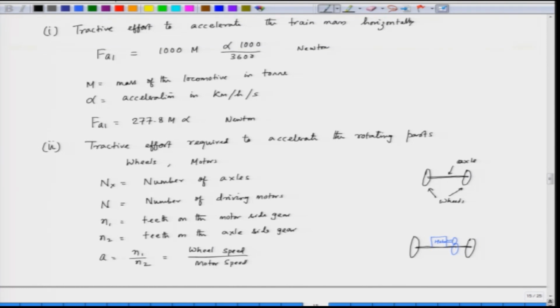So, the motor is not directly connected to the wheel, it is connected to the wheel through a fixed gear, and R is the radius of the wheel. So, each wheel has a radius, this is the radius R in meter.